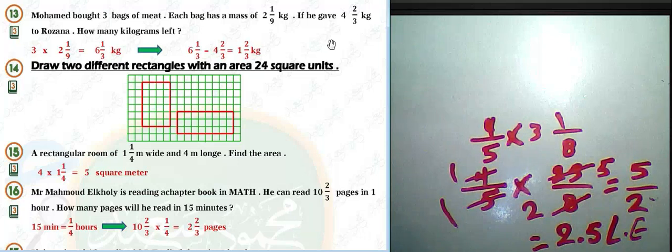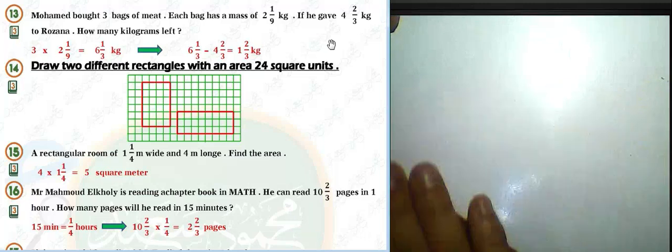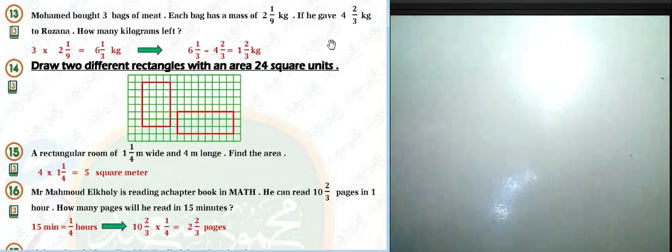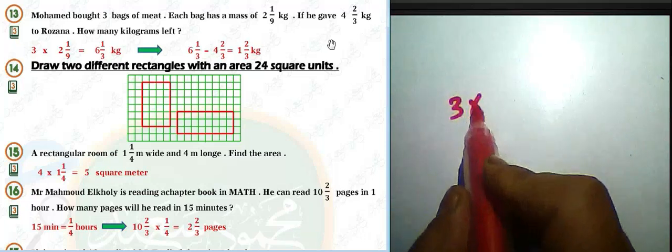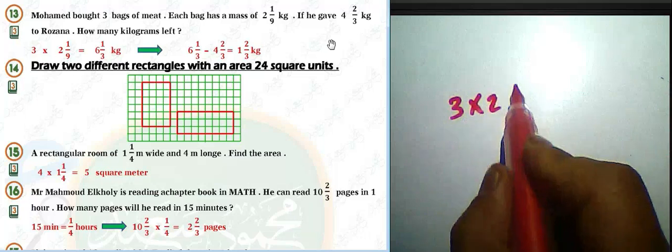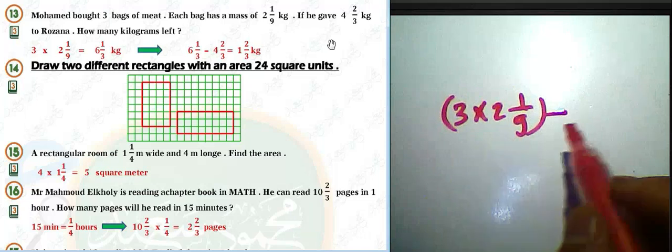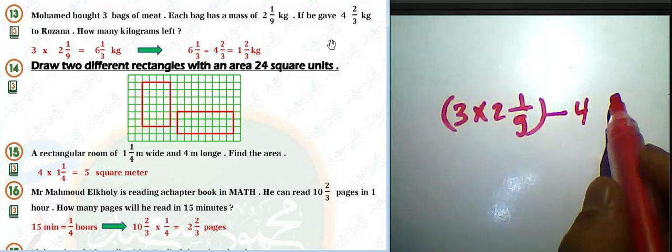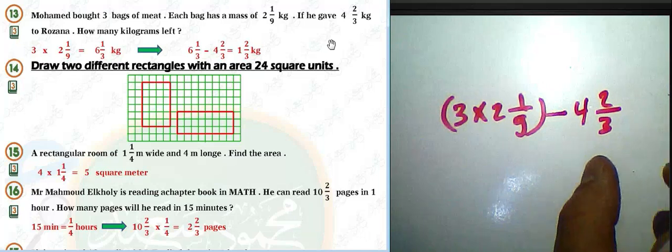Okay, Muhammad bought 3 bags of meat. Each bag had 2 and 1 over 9 kilogram. So we must find the total bags' weight by multiplication. Okay, understood? 3 multiplied by 2 and 1 over 9 is the total. Subtract it by 4 and 2 over 3 kilogram. He gives this wheat to Rosanna.